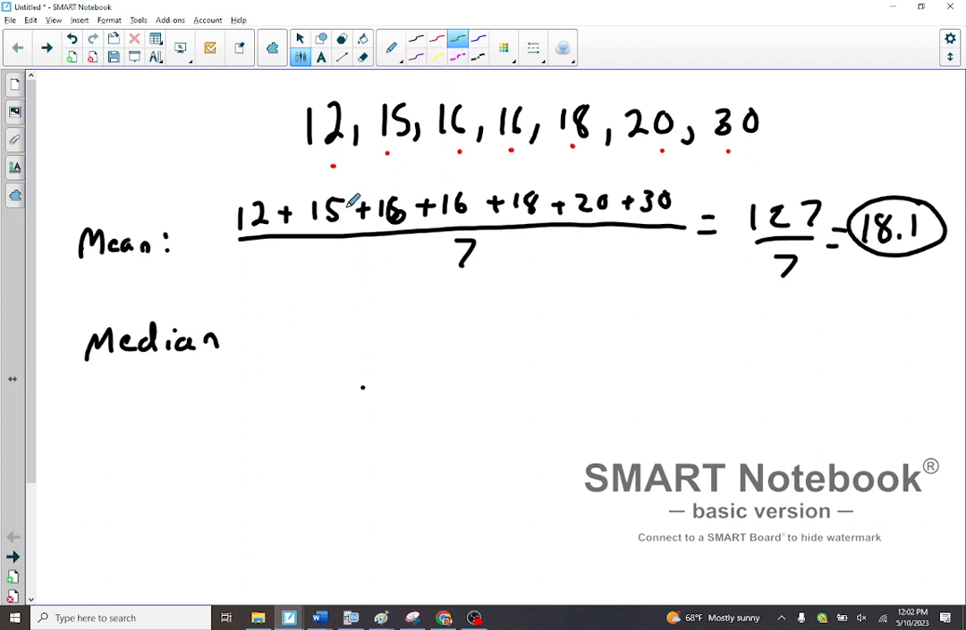The median. The median is the middle number. There's 2 ways to think about it. You could think about it by counting from the outside in. Remember, though, the median has to be in order. These numbers I gave you are in order, but if they're not in order, you have to put them in order.